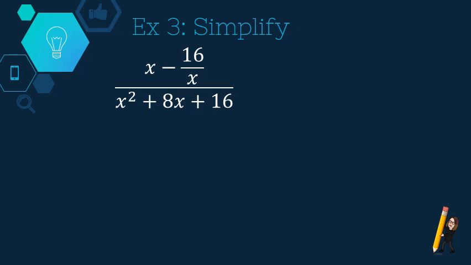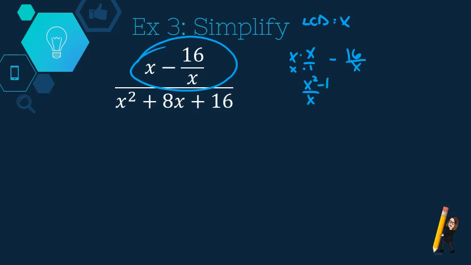Okay, here we go again. I have a numerator that is not one fraction, so I need to deal with just this first. Off to the side, I'm going to write x over 1 minus 16 over x. I'm subtracting fractions, so I need a common denominator, which is going to be x. That means my first fraction needs to be multiplied by x. This gets me to x squared over x, and then a minus 16 over that same common denominator.